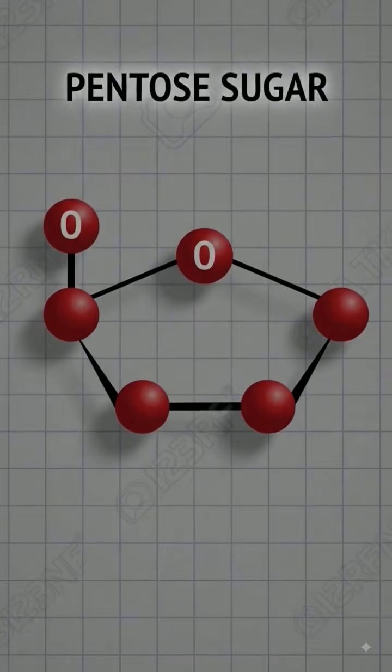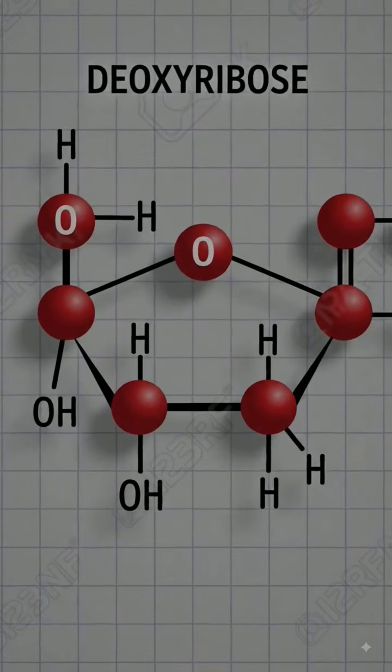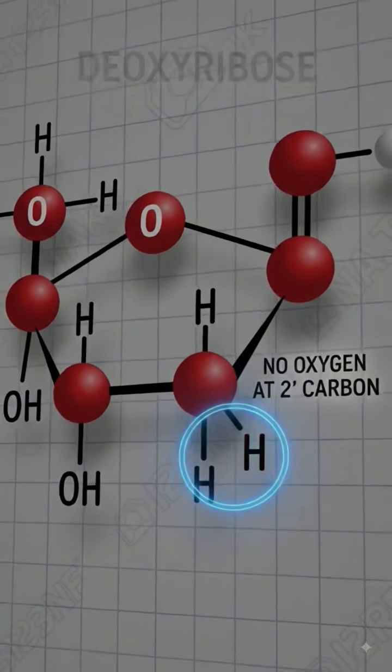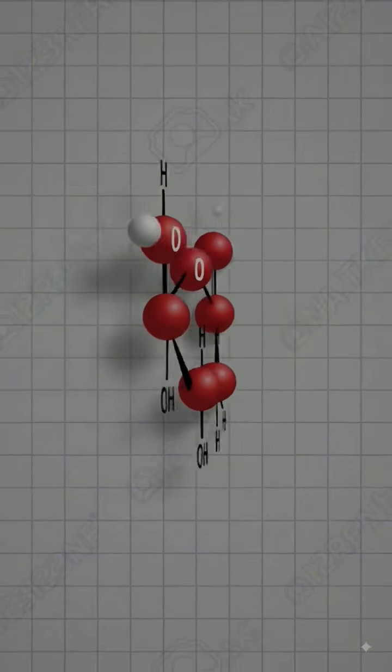DNA contains a pentose sugar. This 5-carbon sugar is called deoxyribose. It lacks an oxygen atom. This occurs at the 2' carbon.